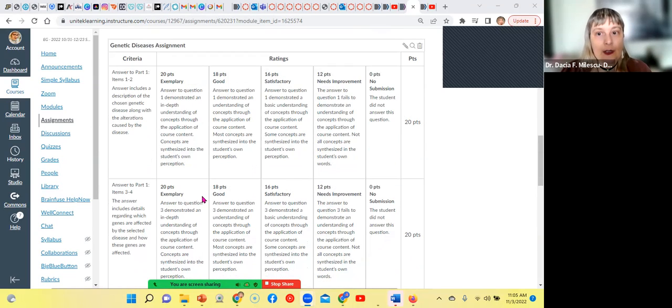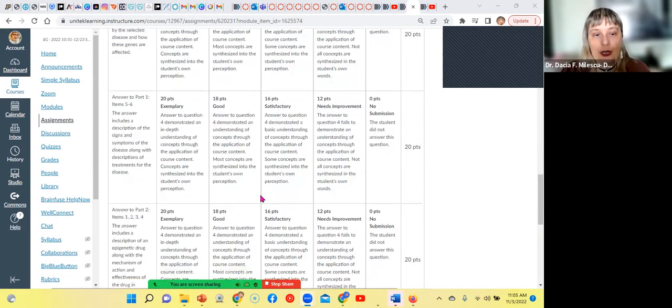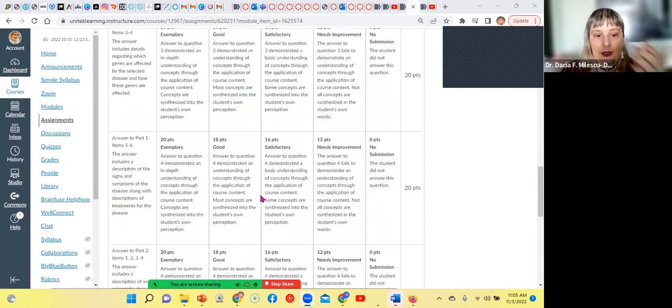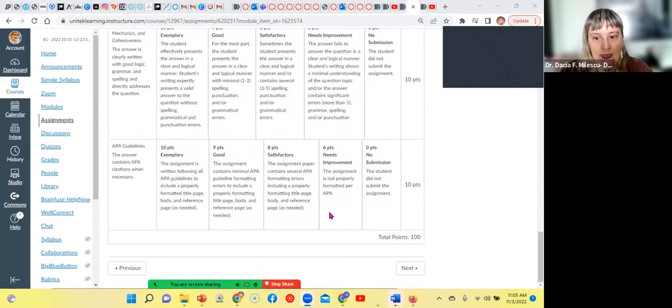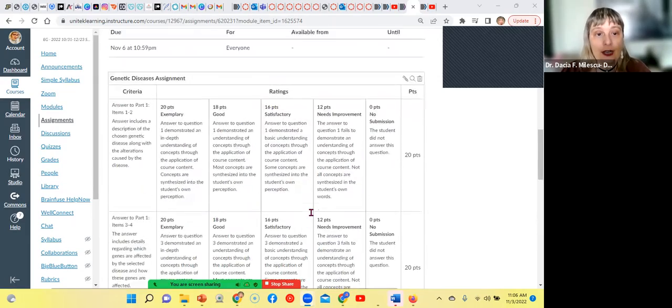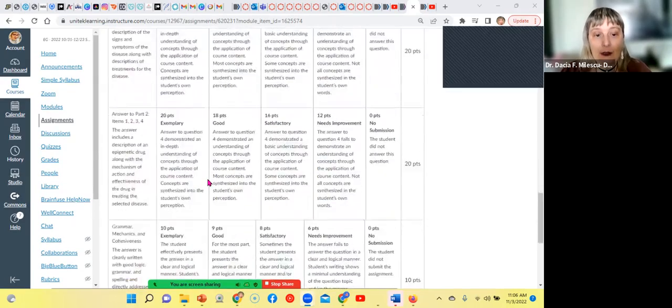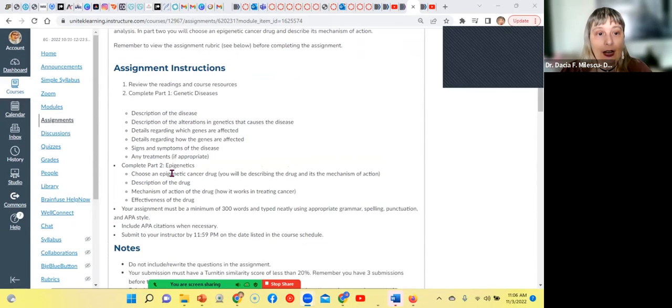So I think this is pretty clear to you. Make sure that you read this very well, the genetic diseases assignment, okay? This is worth a total 100 points. It's an easy 100 points if you follow directions and do everything to the T. Follow this rubric and read the directions very carefully and make sure all these bullet points are satisfied, okay? And then some. If you want to go above and beyond, go for it.